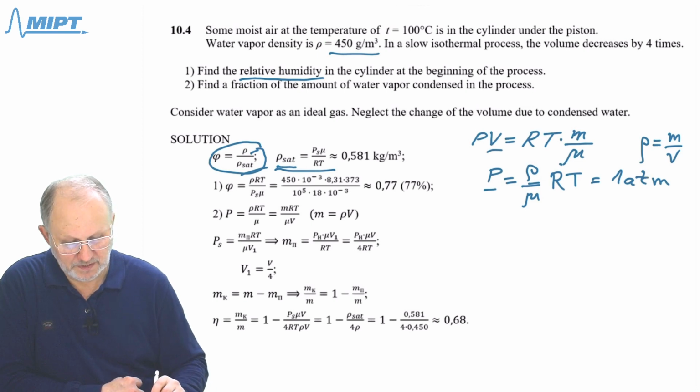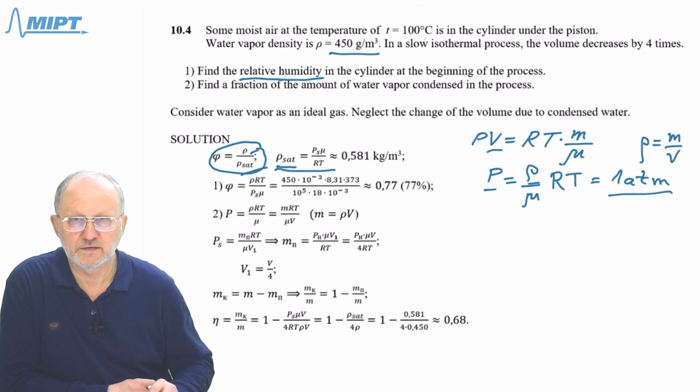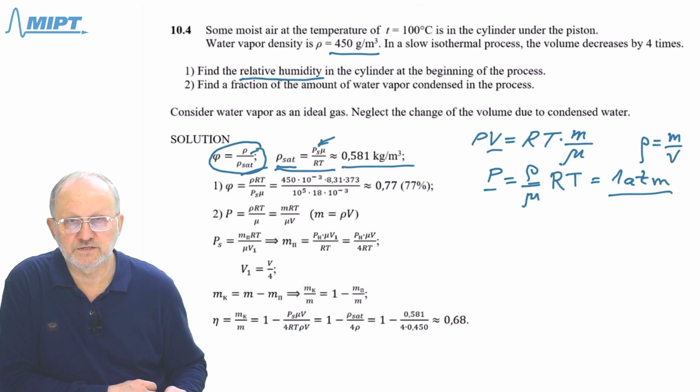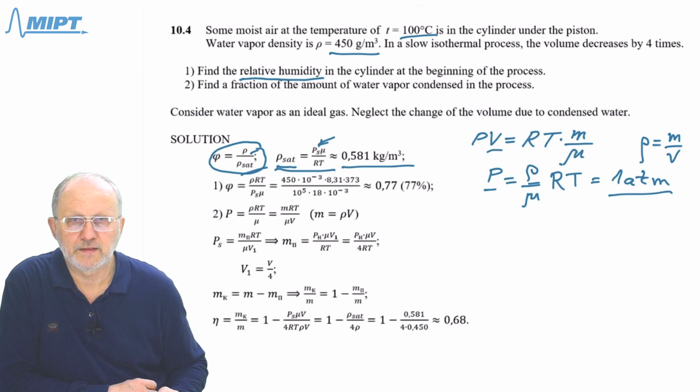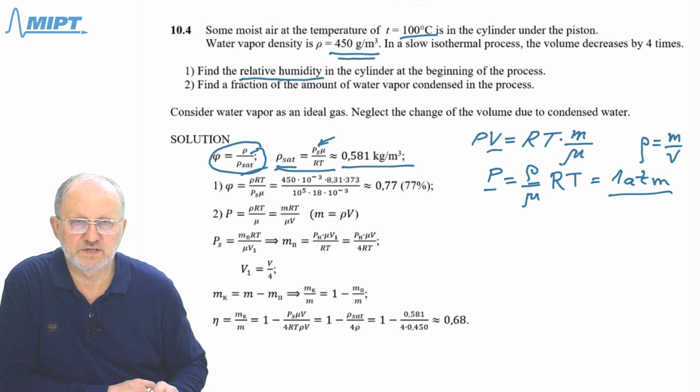It's a well-known fact, and this problem is intended for those students who know that the saturated pressure of water vapor is 1 atmosphere. So 1 atmosphere is substituted here for the pressure of saturated gas, and after calculations we obtain this result, that the density of saturated water vapor is 581 grams per meter cubed at 100 degrees Celsius. And the density of water vapor given in this problem is less than the density of saturated vapor.